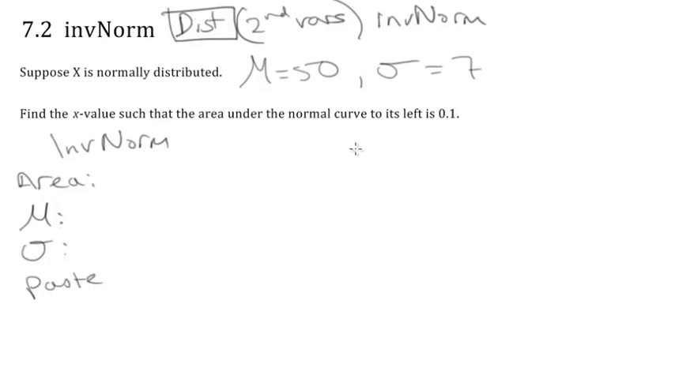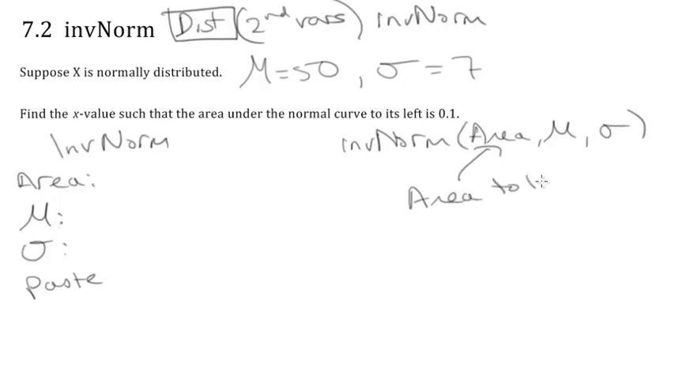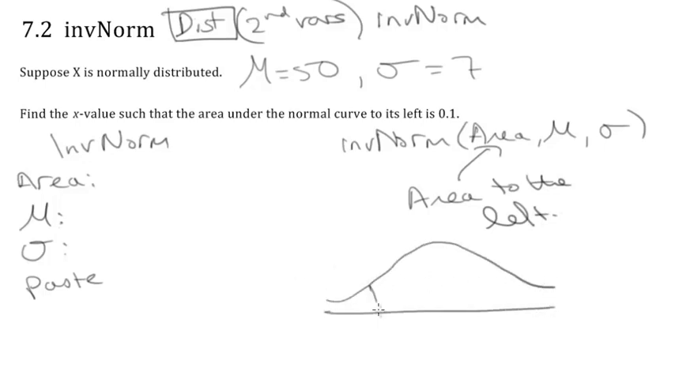And if you have an older calculator, your inverse norm is going to look like this. When you select inverse norm, you'll get this on the screen, and it'll open a parentheses, and it's going to ask for area, mean, and standard deviation. But this area is always going to be area to the left. So luckily, we are talking about, here's x, we're talking about the area to the left is 0.1. So on this version of the problem, it's fairly simple. It's going to be 0.1, mean is going to be 50, standard deviation is going to be 7.